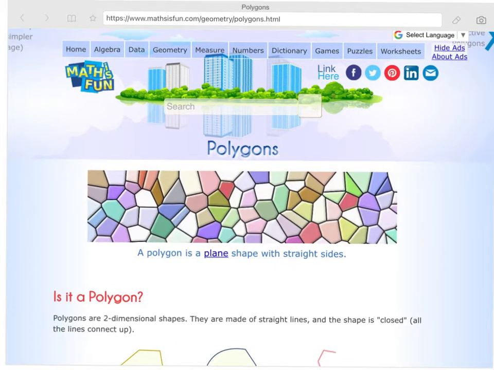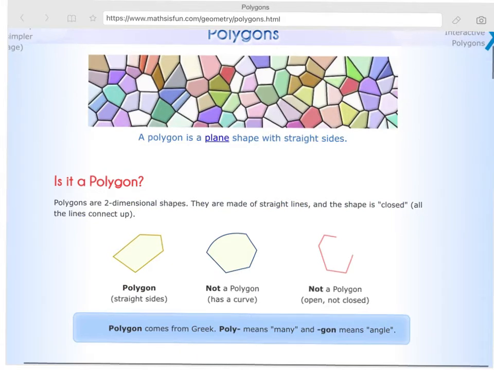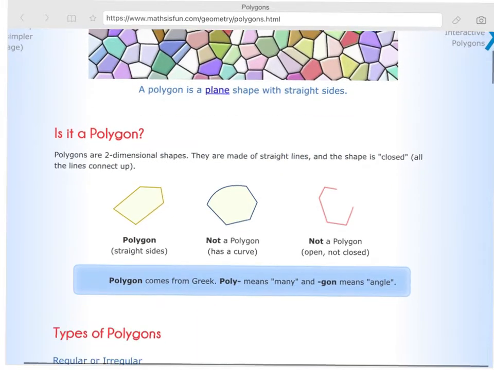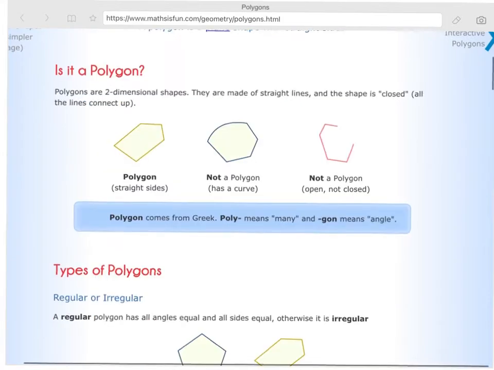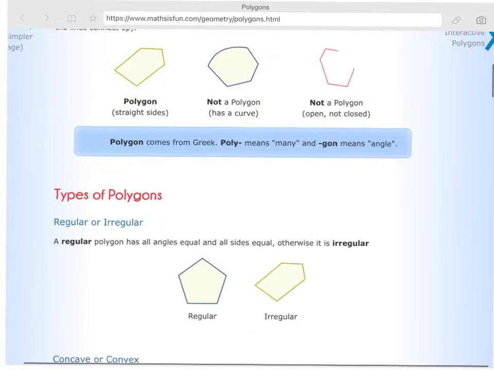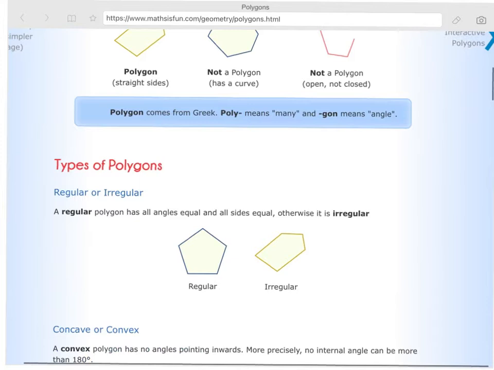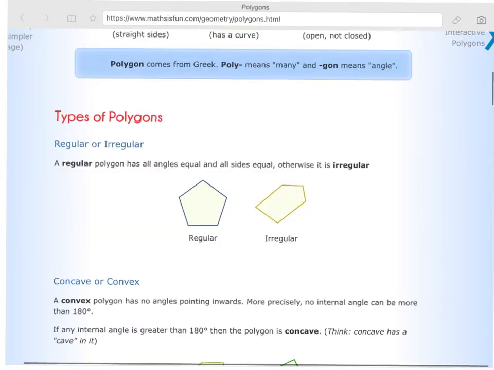So what is a polygon? Polygons are two-dimensional shapes. They are made of straight lines, and the shape is closed, which means all the lines are connected. So you've got two examples of it. One example of a polygon on the left, and the other two are not polygons. And polygon comes from the Greek poly meaning many and agon meaning angle.